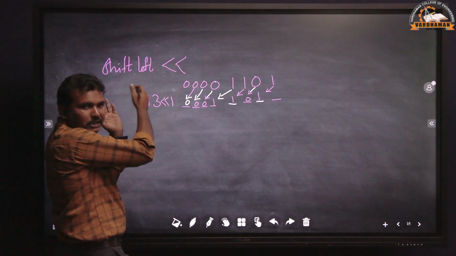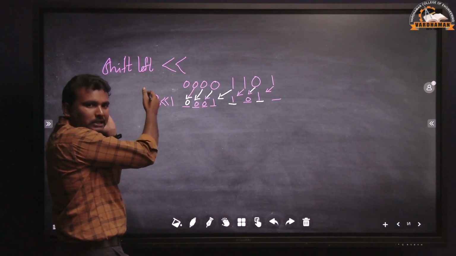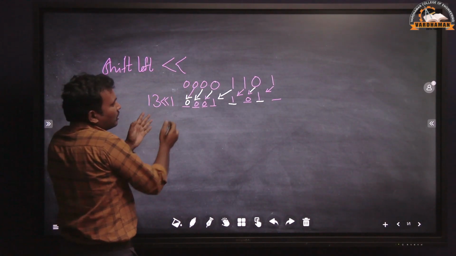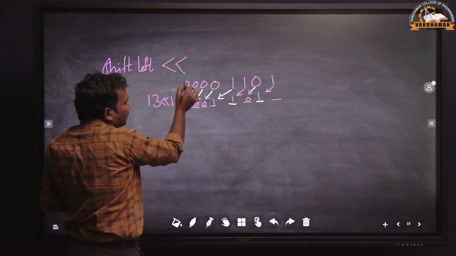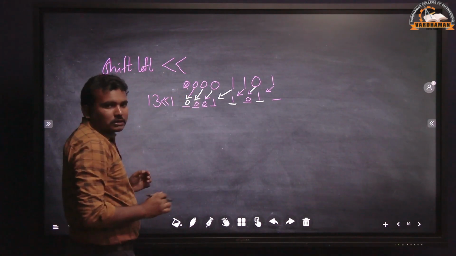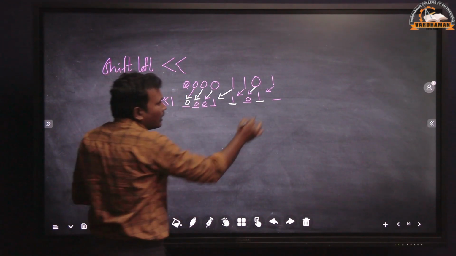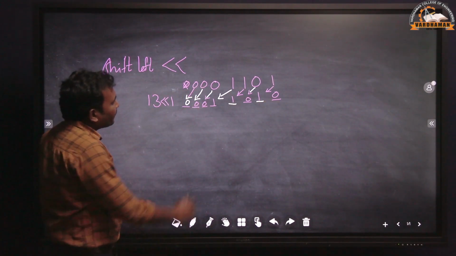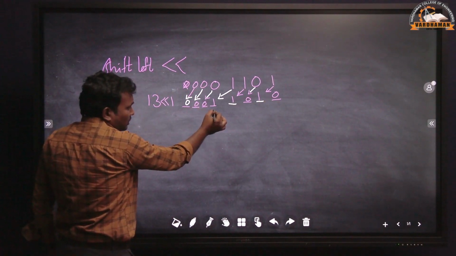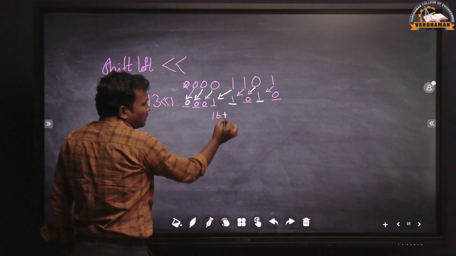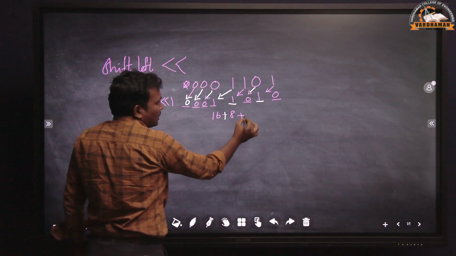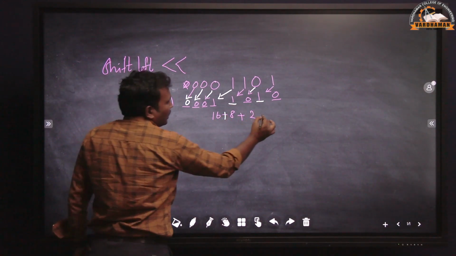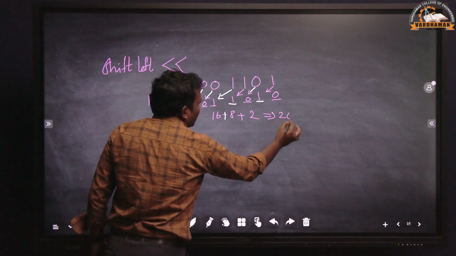Subsequently, because there are 32 bits for an integer, the same thing will be done. Whatever overflow bit, the extra bit that is there, is discarded, and this will be replaced with 0. Now what is this value? Now this is 16 plus 8 plus 2. So that will become 26.